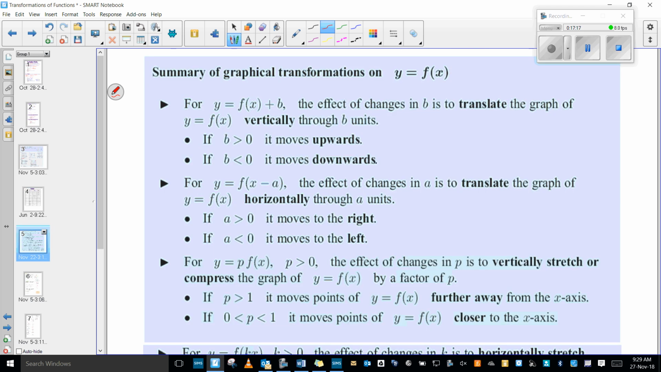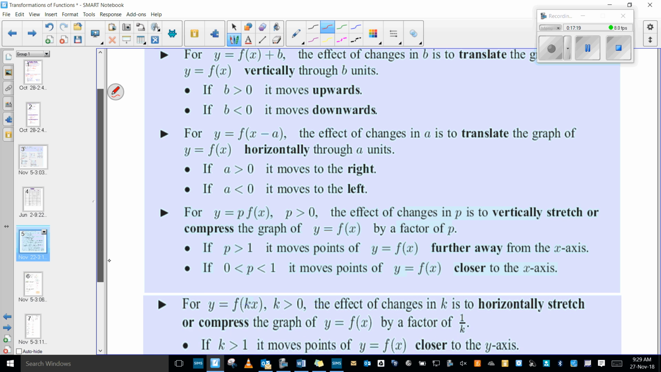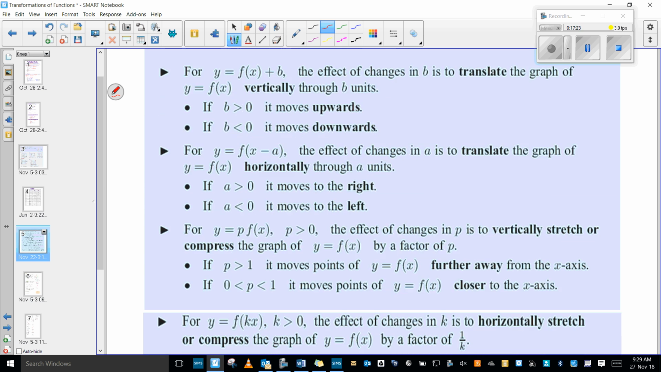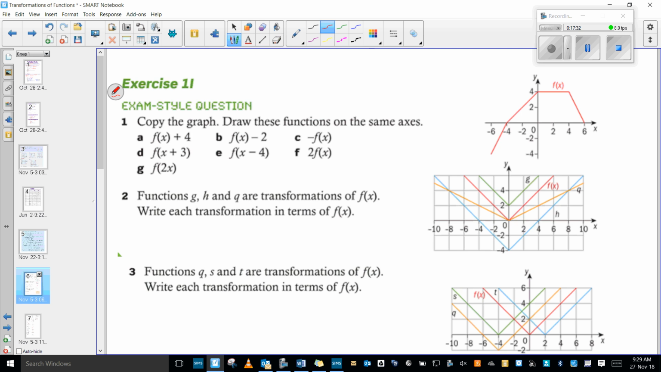This was another little summary thing I found. I like little summary things. Lots of fancy pants ways of writing it, but it's just everything we've talked about just now. It's just written in a slightly different way. And then there's some questions for you to have a go at. Okay?